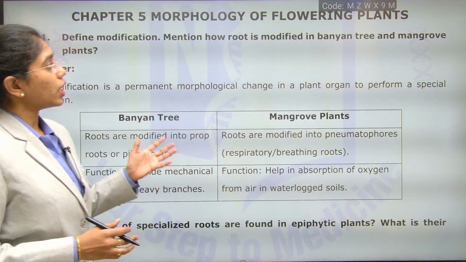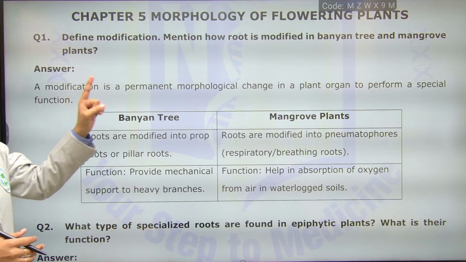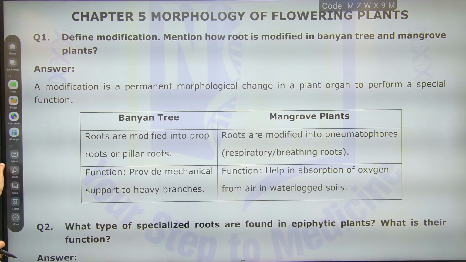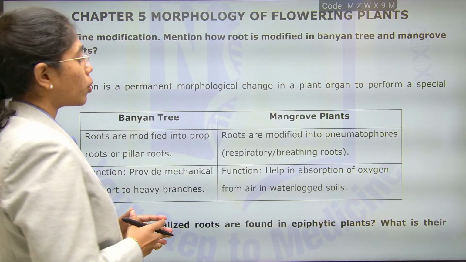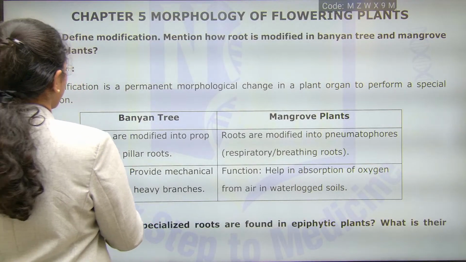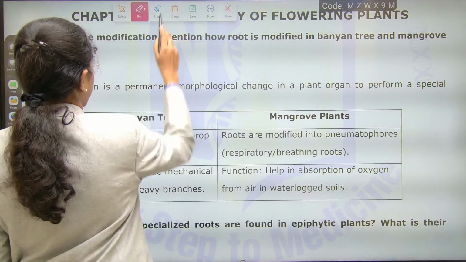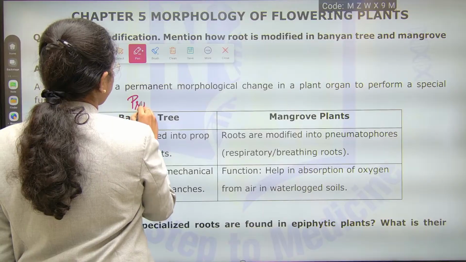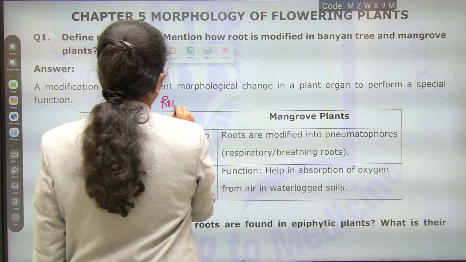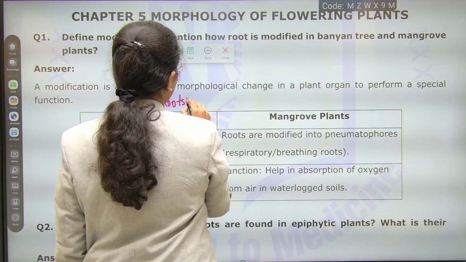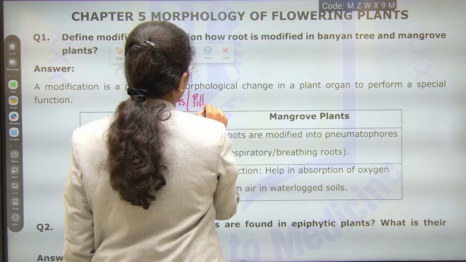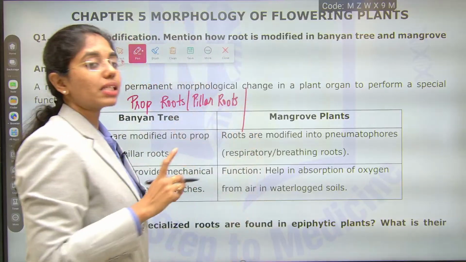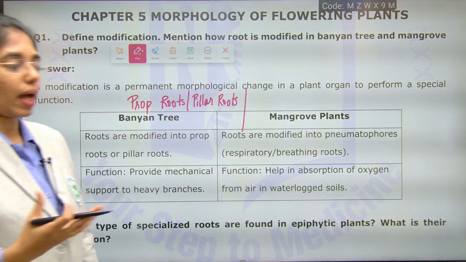Mention how root is modified both in banyan tree and mangrove plants. In banyan tree, what is the root modification that we see? Prop roots or pillar roots is the root modification that we observe in the banyan tree. Fine, right? This is the first basic difference that you have to evaluate.